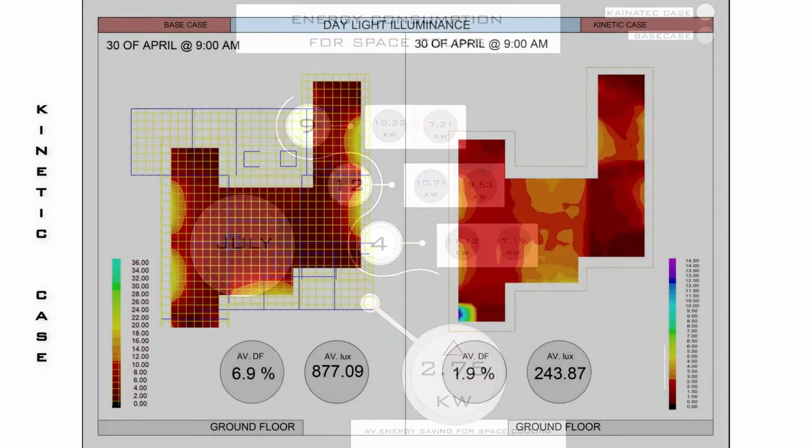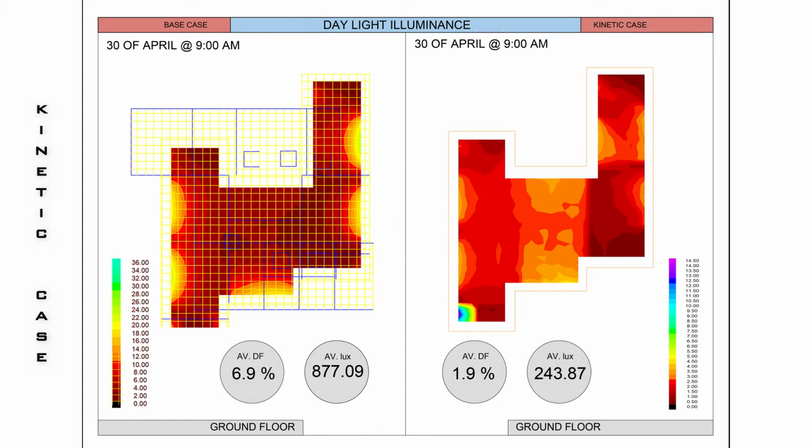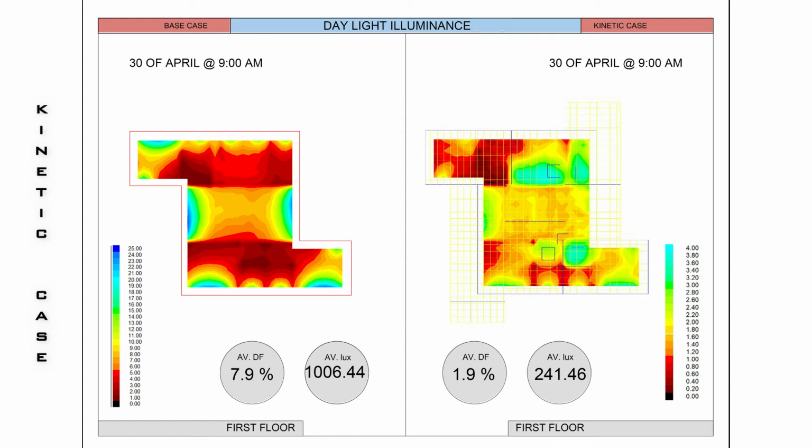In terms of daylight illuminance, this comparison on the 30th of April at 9 o'clock shows that the average lux levels on the ground floor have been reduced from 877 lux to 243 lux with a daylight factor of 1.9, which is considered within the comfortable range for casual seeing and easy visual tasks. And on the first floor, the average lux amount was reduced from 1000 lux to 240 lux.